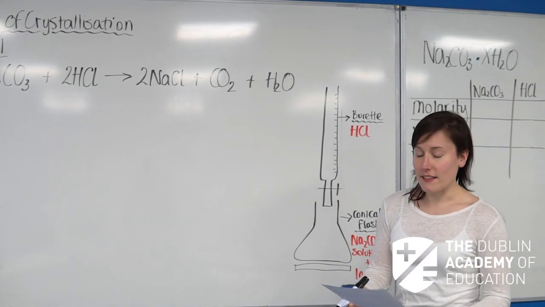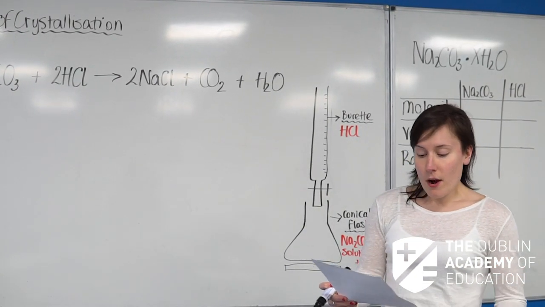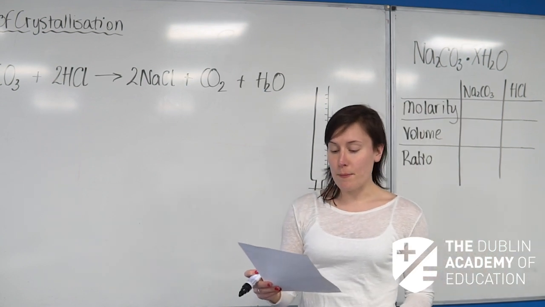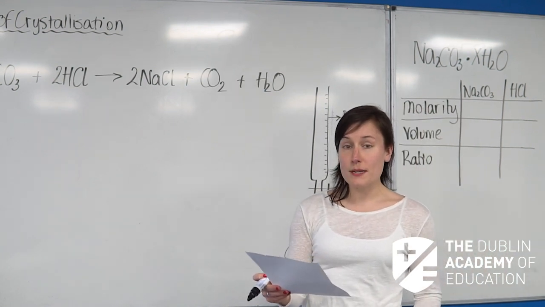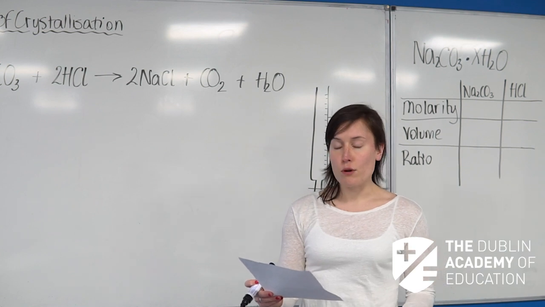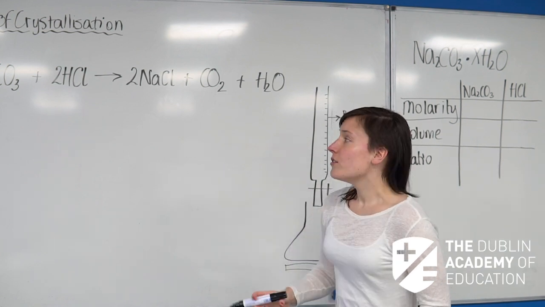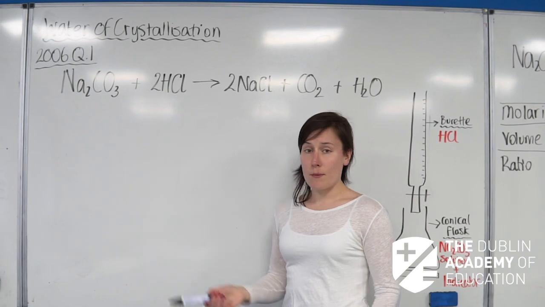So let's have a look at the next part of the question. So in part A, we're asked to identify a primary standard reagent which could have been used to standardise the hydrochloric acid solution. Okay, so hydrochloric acid is not a primary standard.